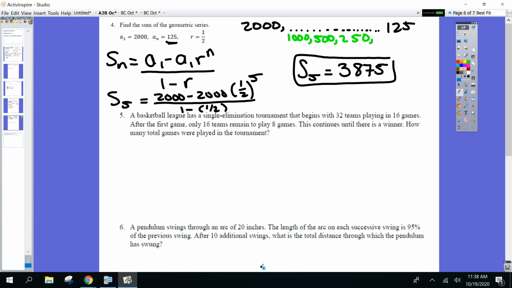Number 5, I'm not going to force you to do the sum formula for this word problem here. I think there's places where I draw the line, and this is where I draw the line. You got a single elimination tournament. You get 32 teams, 16 games. After the first game, now you're playing only 8 games. Continues till there's a winner. How many total games were played? I'm not going to force you guys to use the sum formula.